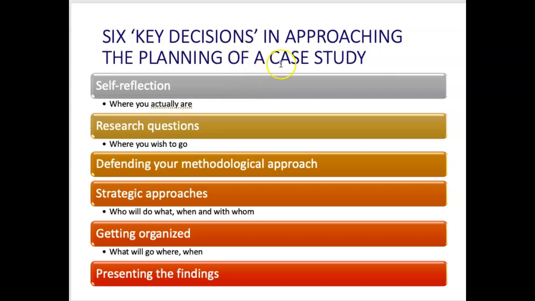So the 6 key decisions in approaching the planning of a case study are where you actually are, and where you wish to go. You need to understand what methodological approach you're going to use. You need to understand your strategy. Who will do what, when, and with whom. So how you're going to do it. Obviously, like everything in any form of research in the EPQ, you need to get organized. And then you need to decide really carefully how you're going to present your findings. So with all research, you have to have a Gantt chart or a timeline or a strategy of exactly how it's all going to work.